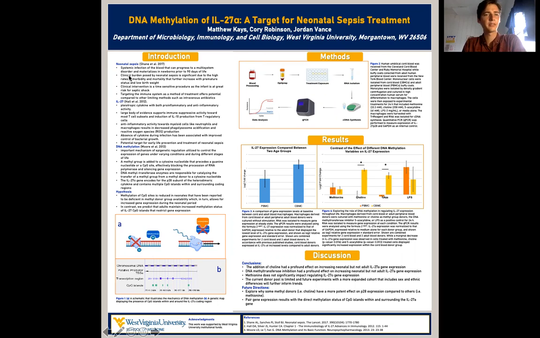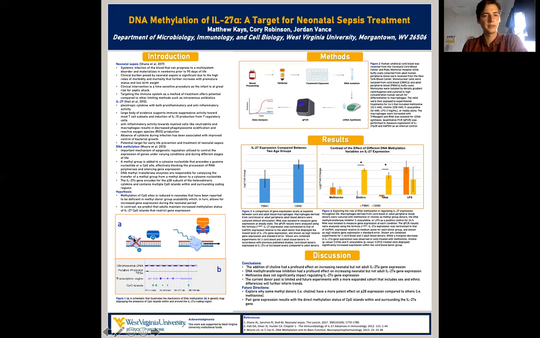Neonatal sepsis is the infection of the blood that arises prior to 90 days of life, and it poses a high clinical burden due to its high mortality rate. This infection can potentially be treated by IL-27, as its absence has been associated with improved control of bacterial growth. This is based on evidence that it inhibits T cell subsets as well as certain functions of myeloid cells, which, for example, are neutrophils and macrophages.